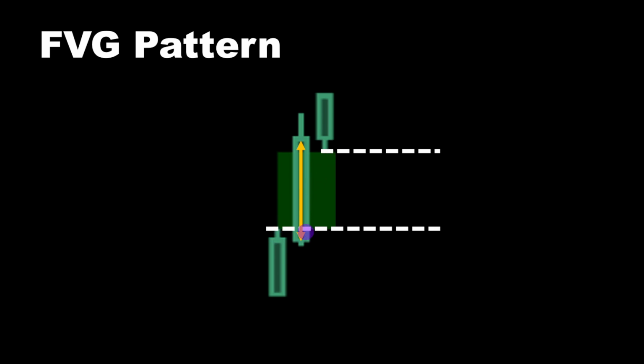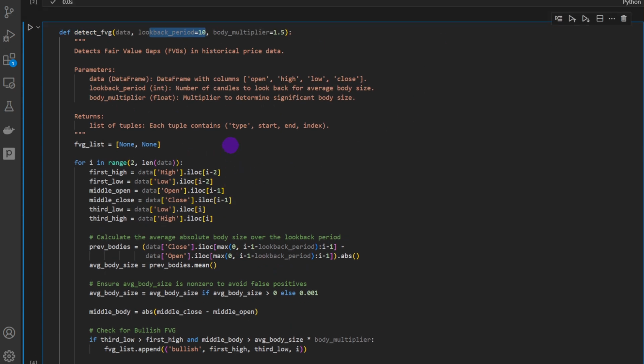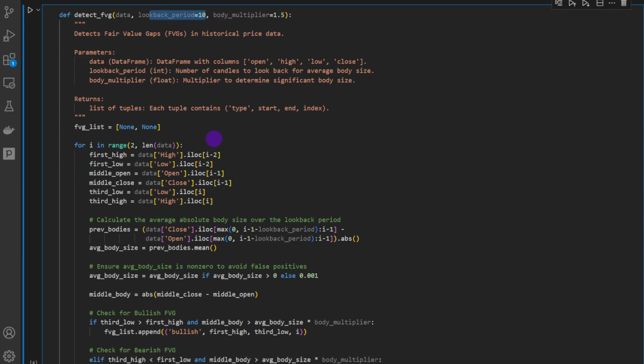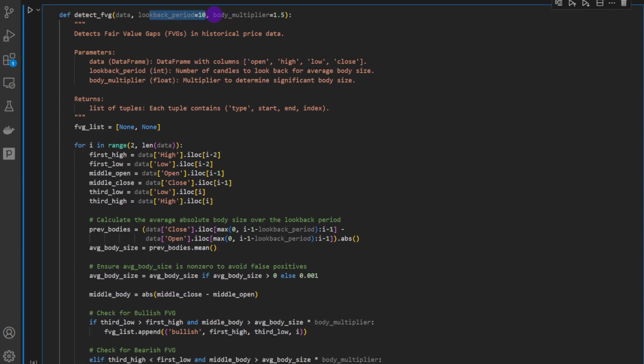So in order to have those powerful signals and for this fair value gap to be significant, we need the middle candle's body to be above a certain threshold. And this is how I'm computing the threshold. I'm computing the average body size of the previous, let's say, 10 candles, and then I'm setting a threshold that's body multiplier times the average body of the last 10 candles.